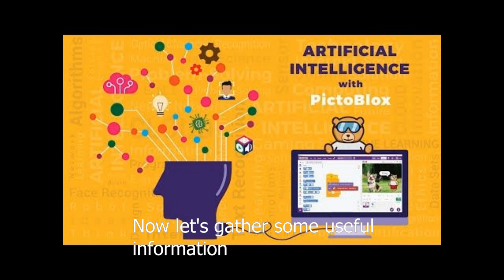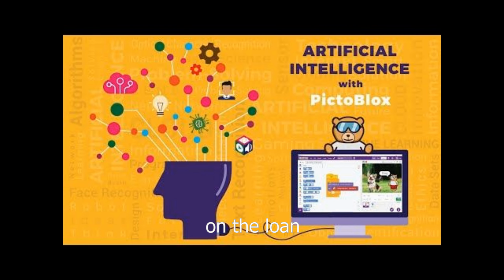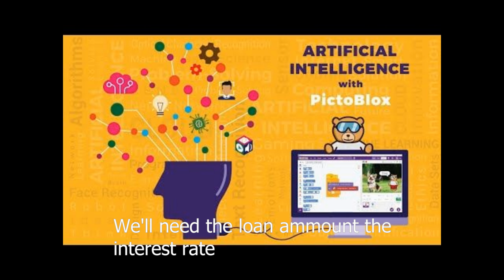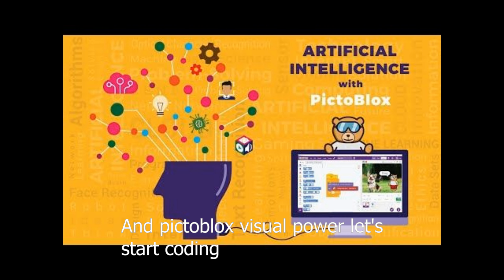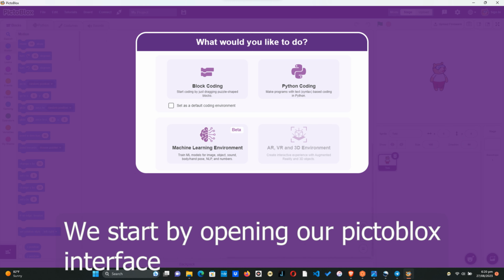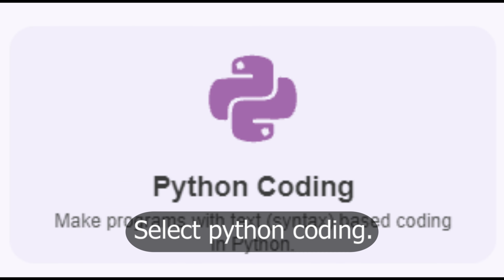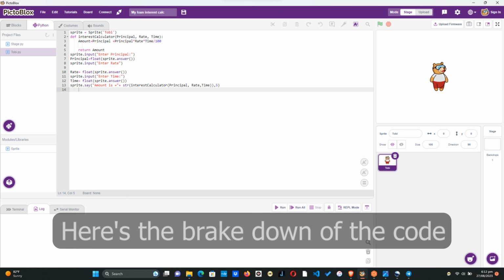Now let's gather some useful information on the loan. We will need the loan amount, the interest rate, and the loan period. Using Python's powerful arithmetic functions and Pictoblox's visual power, let's start coding. We start by opening our Pictoblox interface. Select Python coding. Here's the breakdown of the code.